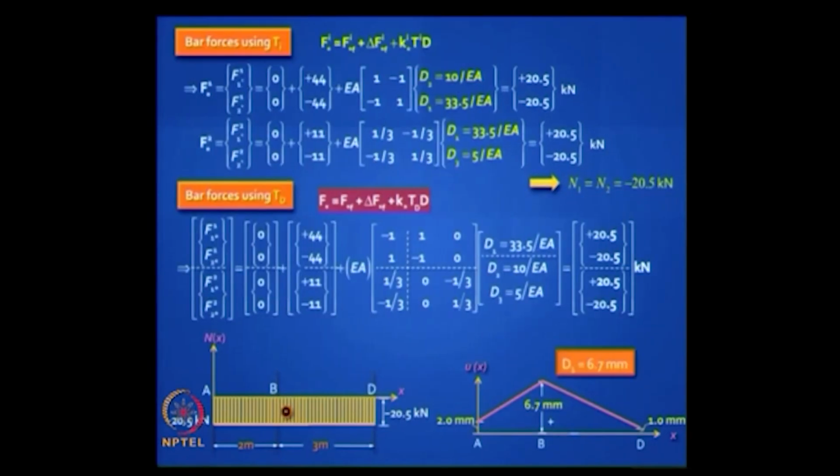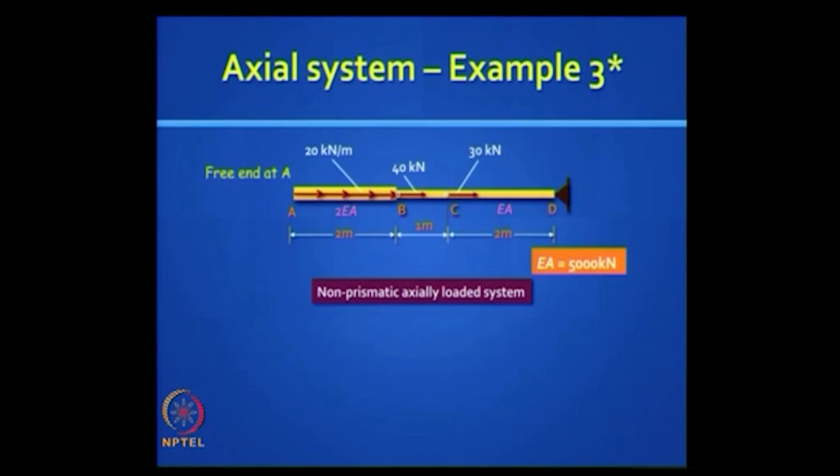This problem is straightforward. When I put an asterisk, it means it is a reading assignment. This problem is solved in the book, you can give it a shot. What is the difference between this problem and the first problem? You have a free end at A, so your active coordinates increase to 2, so your degree of kinematic indeterminacy is 2.